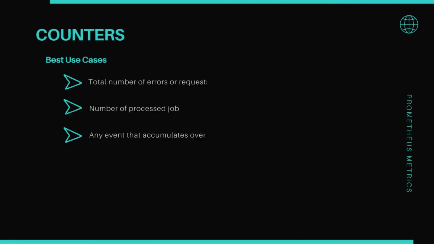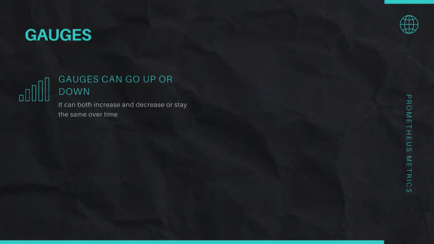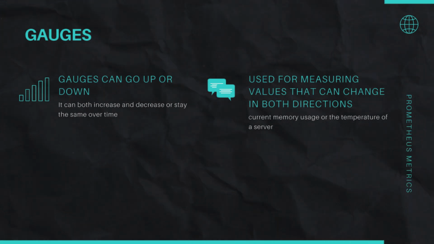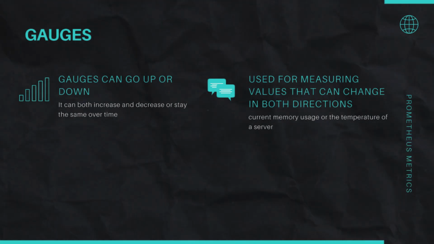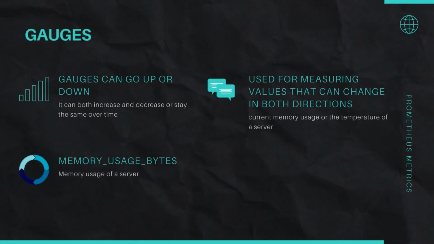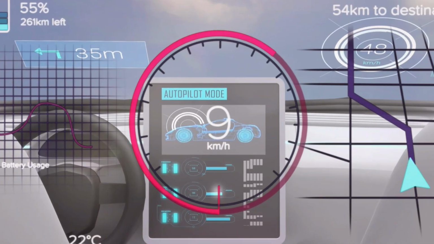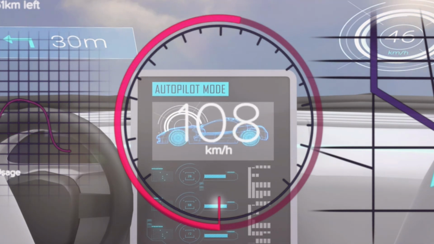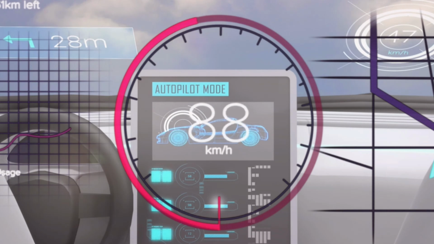Here are a few use cases for counters: the total number of errors or requests, the number of processed jobs, or any event that accumulates over time. Next up, we have gauges. Unlike counters, gauges can go up or down. They're used for measuring values that can change in both directions, like current memory usage or the temperature of a server. A great real-life analogy for a gauge is the speedometer on a bike. When you rev the bike, the needle goes up, and when you slow down, the needle drops.